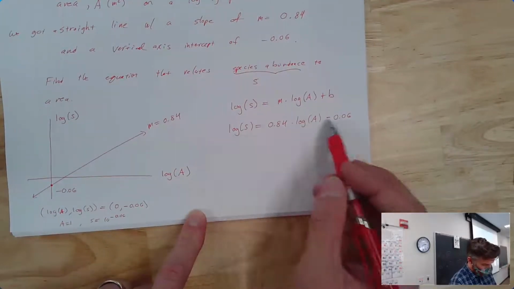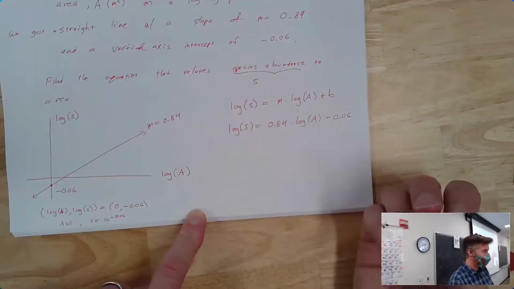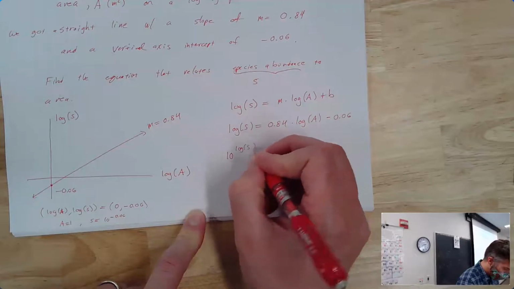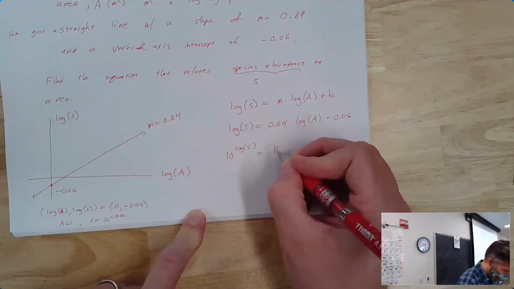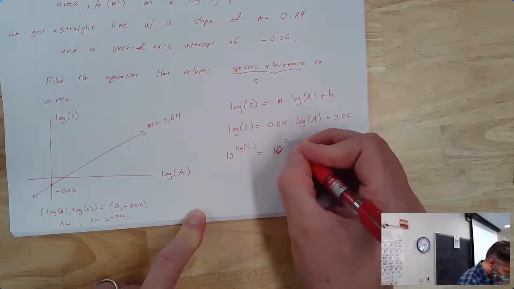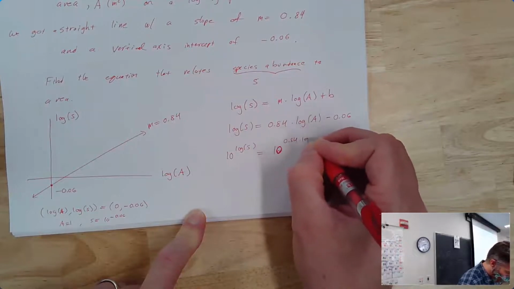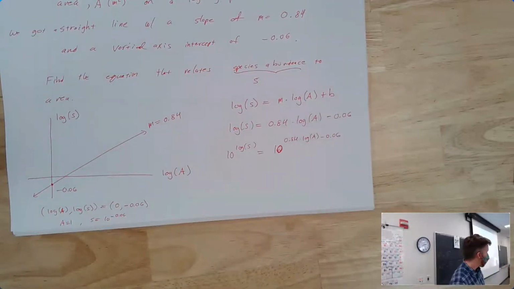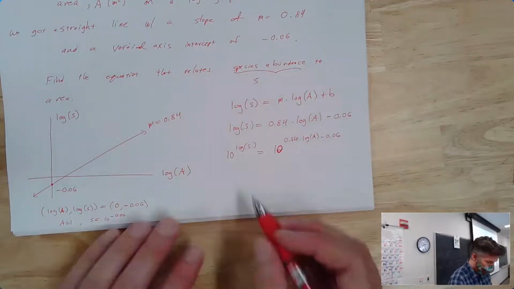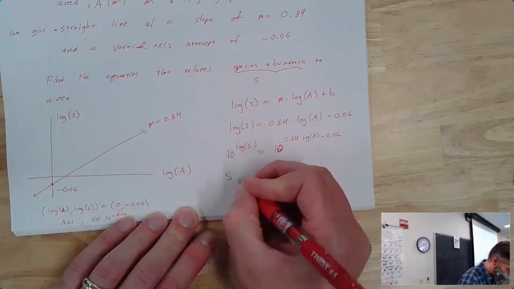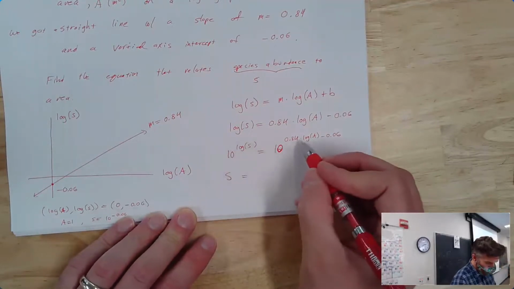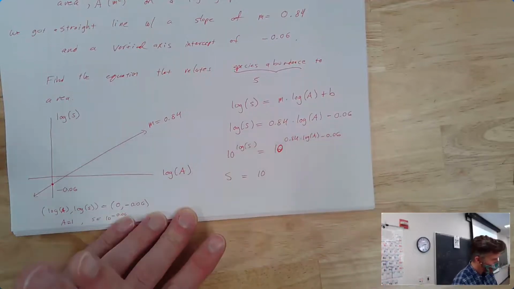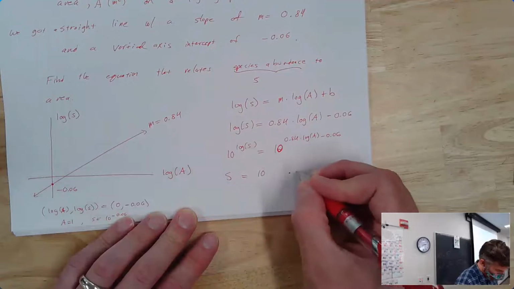Solving this once we've got this equation is still writing both sides as powers of 10. We've got 10 to the log of S equals 10 to the 0.84 times log of A minus 0.06. And again, we're going to do the same kinds of things. 10 to the log of S is just S. And then 10 to the something minus something is 10 to the first part, which I'm going to hold on to for just a second, times 10 to the second part.